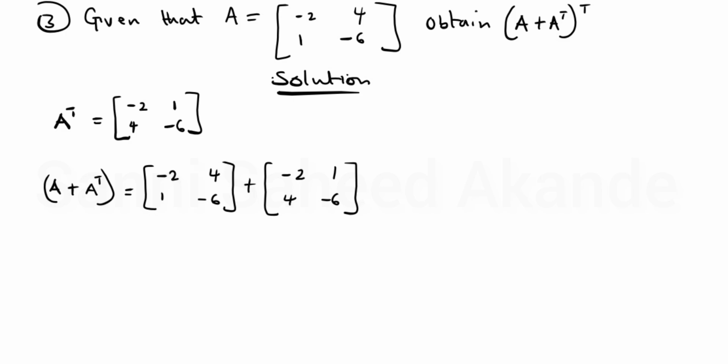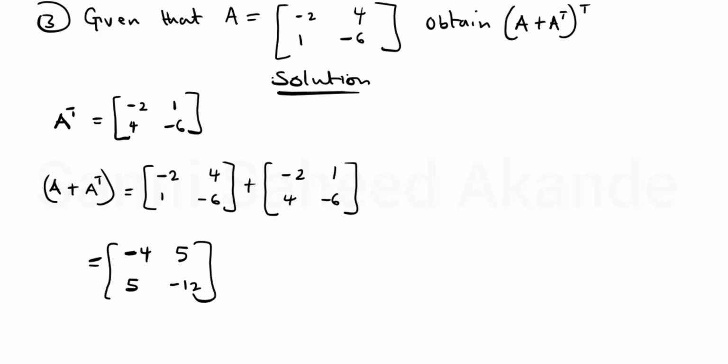So doing that, we have -2 plus -2. That will give us -4. Then 4 plus 1, that will be 5. So 1 plus 4, that will be 5 also. Then -6 plus -6, that will be -12. So this is A plus A transpose.